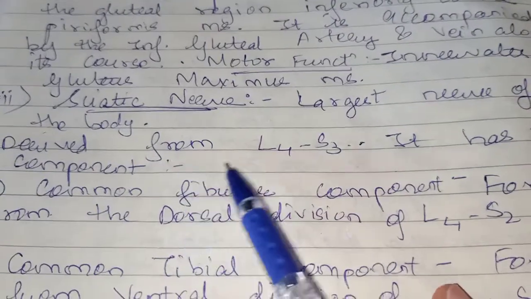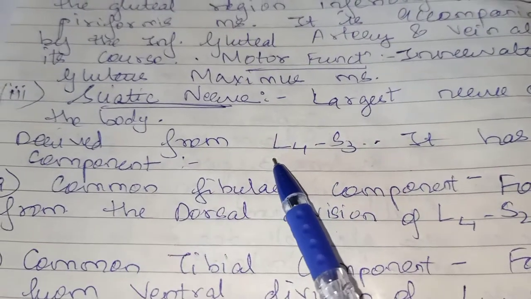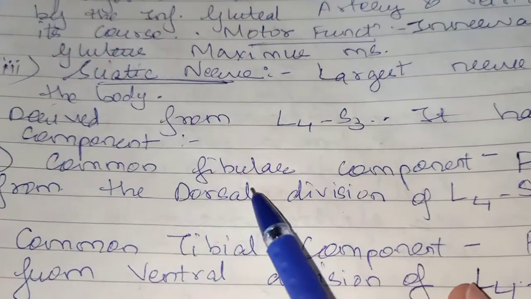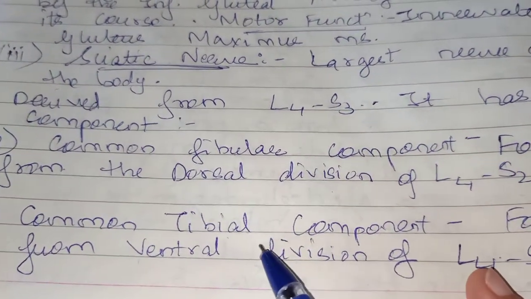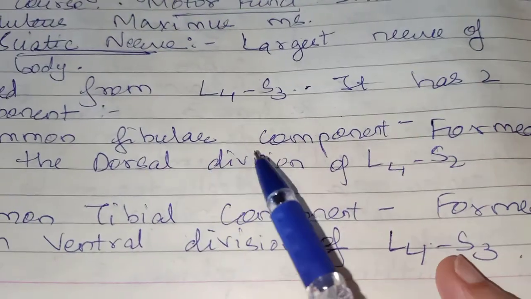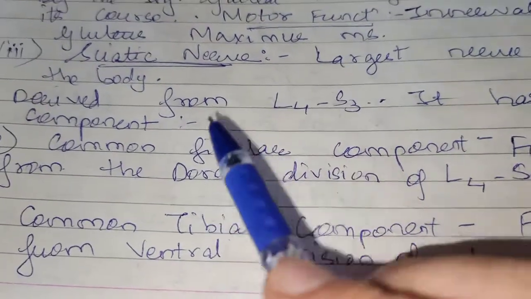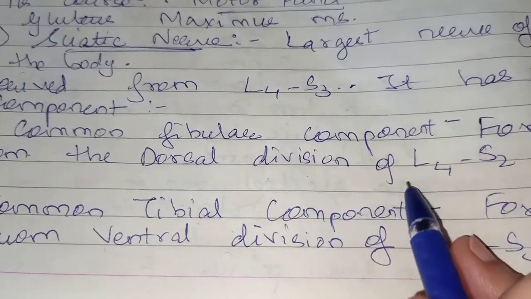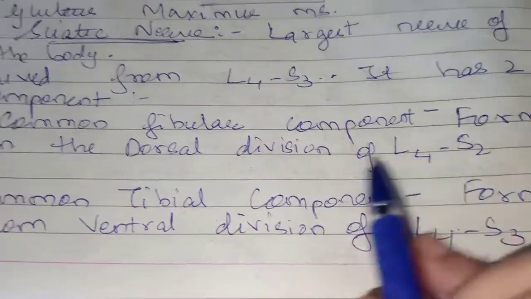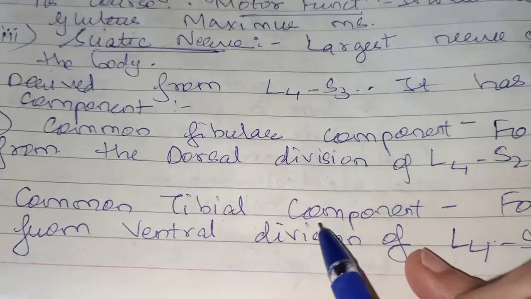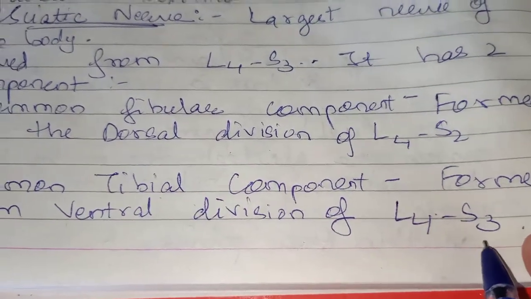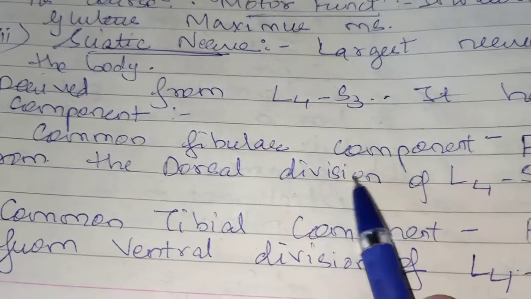So sciatic nerve, the nerve root is L4 to S3. It has two components, the fibular component and the tibial component. The fibular component is formed from the dorsal division, that is the posterior division of L4 to S2, and the common tibial component is formed from the ventral division of L4 to S3. So this has to be remembered.